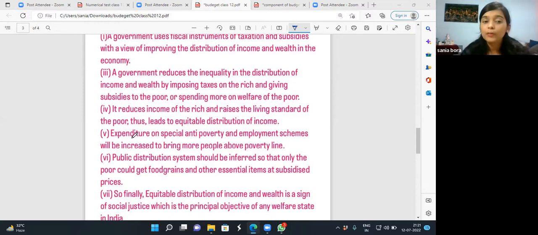Government spends more on anti-poverty and employment schemes to lift people above the poverty line. For example, a person earning below 100 rupees will be under the poverty line, and a person earning above 100 rupees will be above it. A person who is not employed, who is not doing any job, is earning zero, so he will be under the poverty line. So government brings such policies and employment schemes to pull people from below the poverty line to above it.